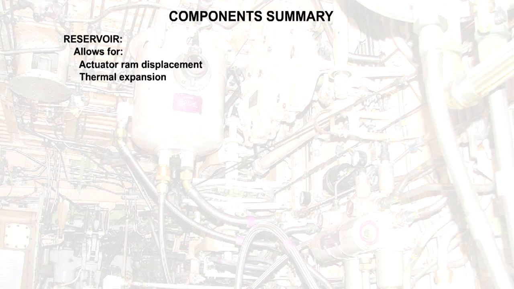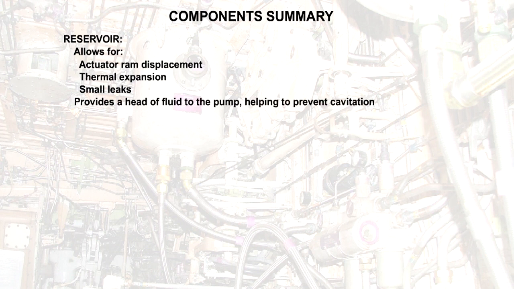That is the end of the lesson on components. To summarize the main points, a reservoir provides both storage space for the system fluid and sufficient air space to allow for any variations of fluid volume in the system, which may be caused by actuator ram displacement or by thermal expansion. It compensates for small leaks, and it provides a head of fluid for the pump.